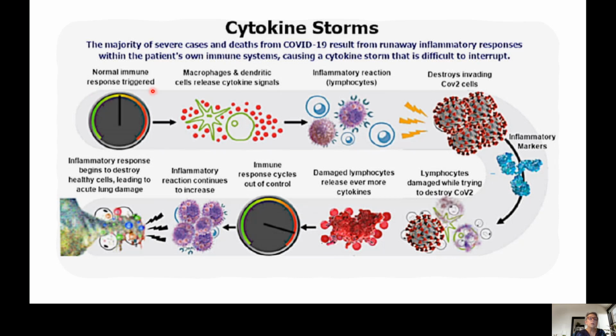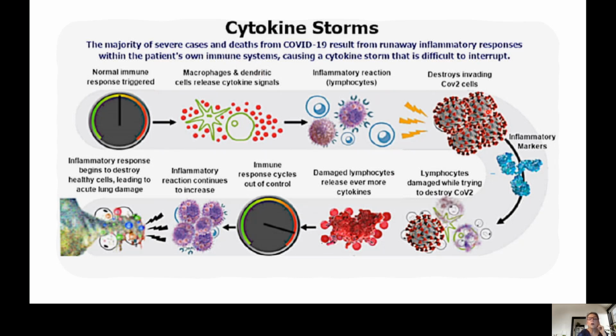So the normal immune response is triggered. When that happens, the innate system kicks in and the macrophages and the dendritic cells release cytokine signals. This tells the inflammatory reaction to kick into gear, and then the lymphocytes start getting activated as well, not just the macrophages, and they'll start destroying the COVID cells.